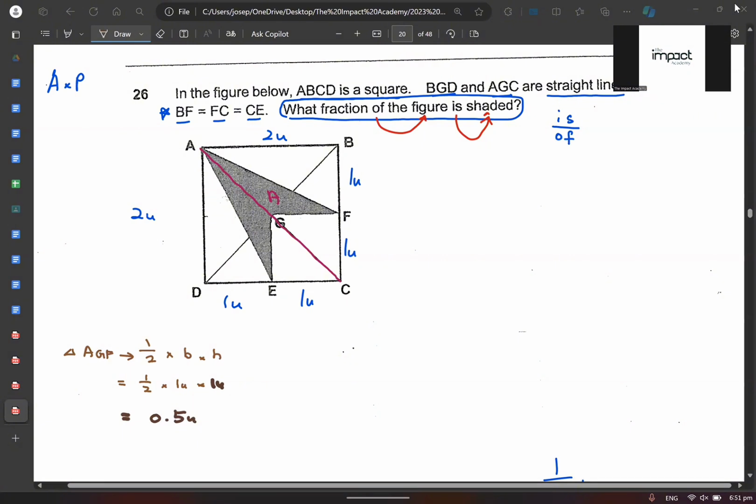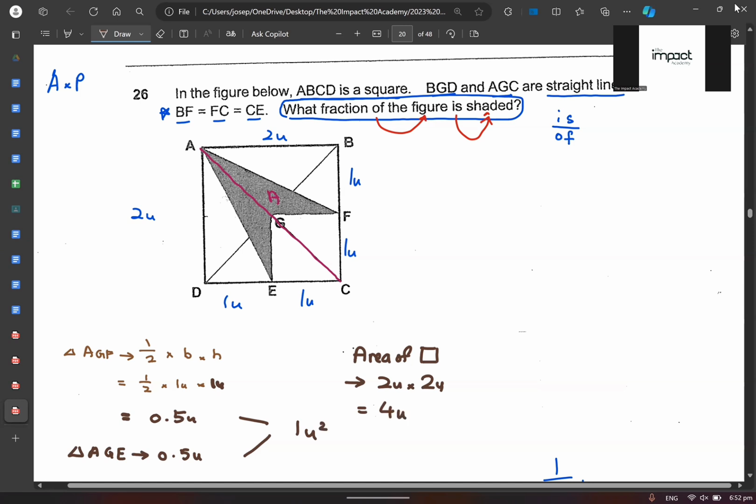So now that I have AGF, I also know that triangle AGE, since it is the same triangle, isn't it true that it is also 0.5 units? Make sense? Correct. So then my shaded area is basically how much already? 1 unit. Correct or not? But then what is my figure? 2 times 2. Very good. That is the area of the square. Am I making sense? And we know that it's 2 units times 2 units. That gives you how many units? 4 units. Agree or disagree?